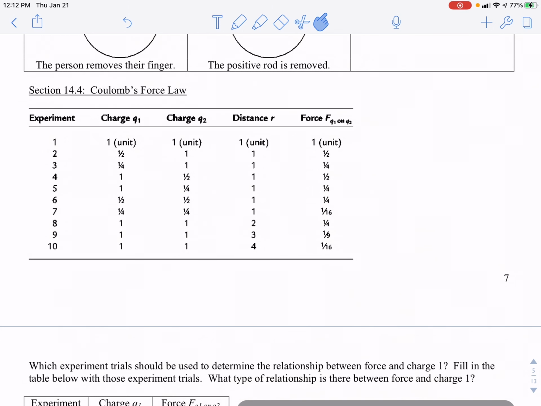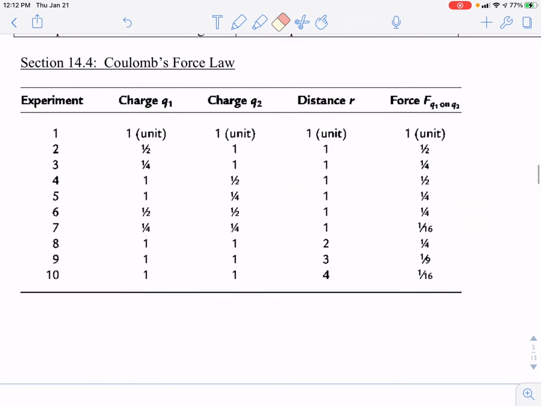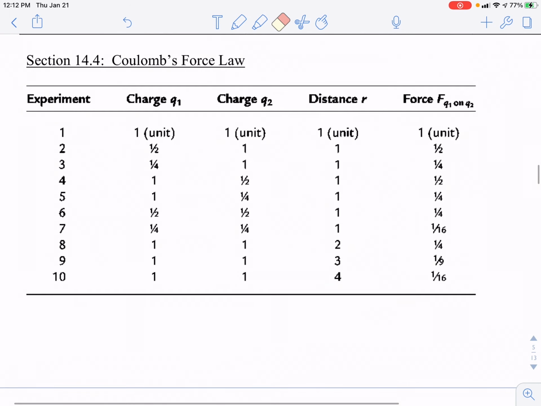Section 14.4, Coulomb's force law. In this table, we see data from 10 different experiments where charge 1 has applied a force on charge 2, where the charges, charge 1 and charge 2, are separated by a distance r. So each part of this has a certain variable.